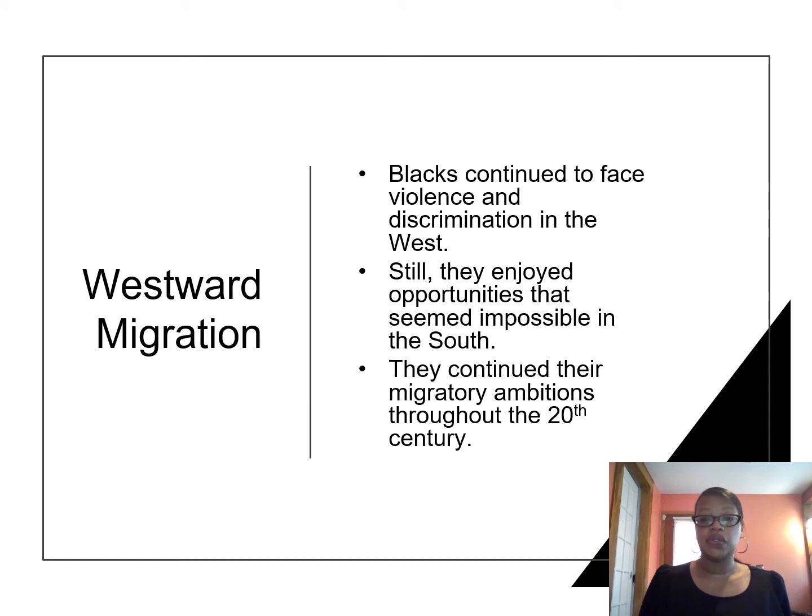Black people continued to face violence and discrimination in the West. Still, they enjoyed opportunities that seemed impossible in the South, and so they were willing to take that risk, to migrate to the West and seek out new lives there. Black people continued their migratory ambitions throughout the 20th century, so we'll talk later on in a future video about the Great Migration, for example. So African Americans never take their poor treatment lying down. They use their feet to go someplace new and seek out better lives for themselves and their families.